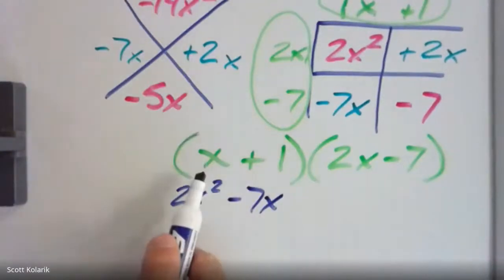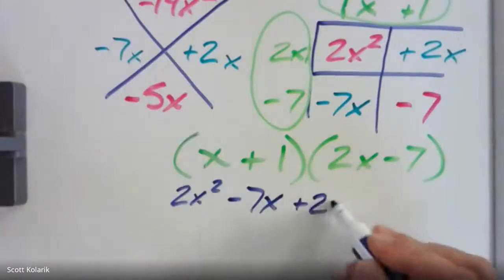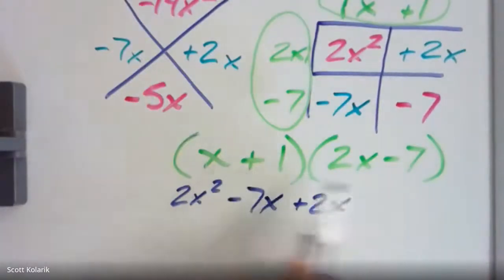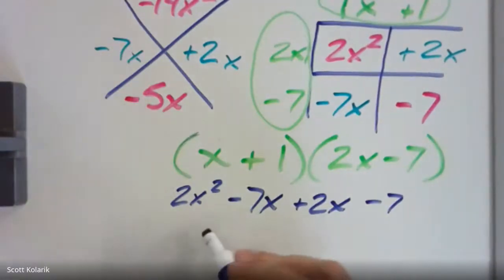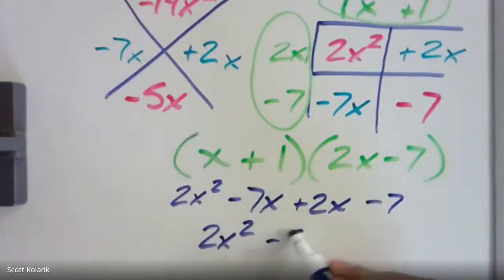Done with the x. Move on to the positive 1. Positive 1 times 2x is positive 2x. And positive 1 times negative 7 gives me negative 7. Now, if I were to combine these two terms, I would get right back to my 2x squared. Negative 7 positive 2 gives me negative 5 and minus 7. That is the original trinomial I had.